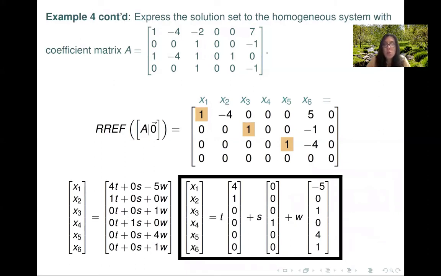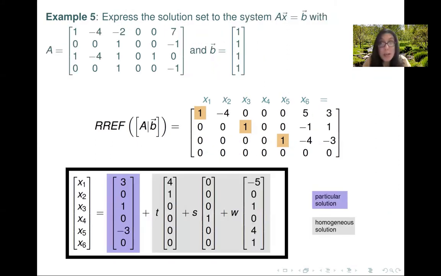So the vector x1, x2, x3, x4, x5, x6 is t times the vector 4, 1, 0, 0, 0, 0 plus s times the vector 0, 0, 0, 1, 0, 0 plus w times the vector -5, 0, 1, 0, 4, 1. And those three vectors that I just read off, they span the space that is the solution set to this homogeneous system. It's a three-dimensional space in R6.